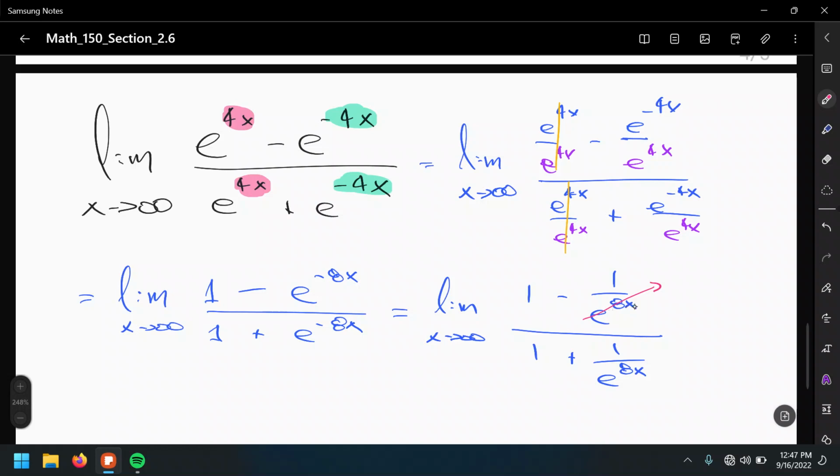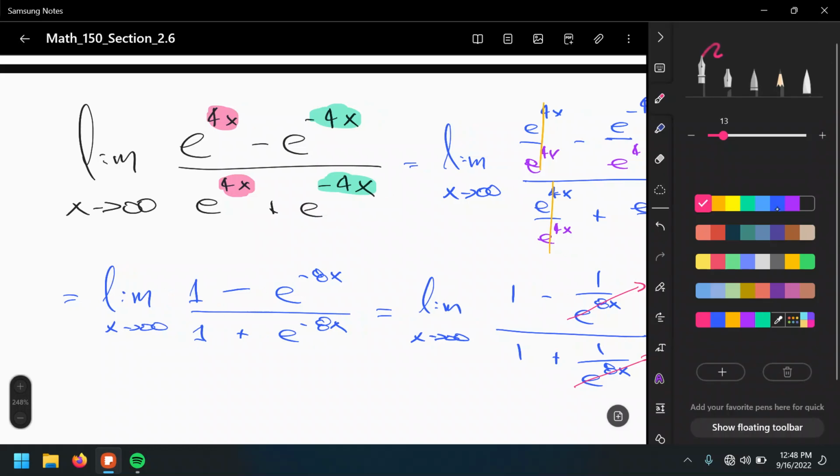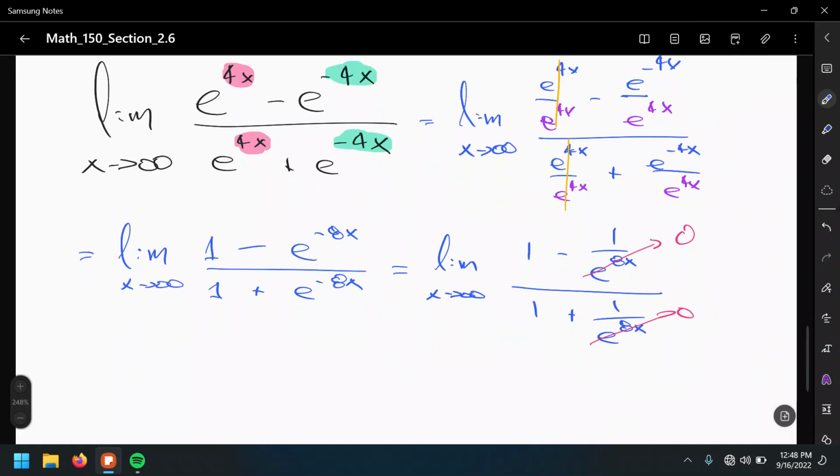So, let's say we're plugging in the value of infinity. Infinity times 8, well, 8 infinities, it's still infinity. And then e to the infinity, it's still going to make it bigger. So we divide by a big number. This is 0. This is also 0. And the terms that survive are 1 over 1, which is 1. Final answer. Alright?